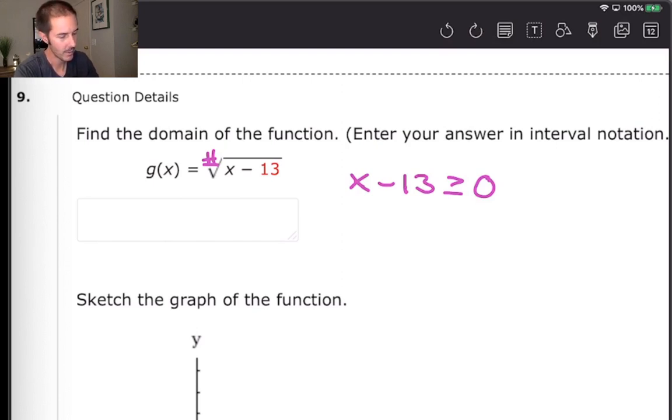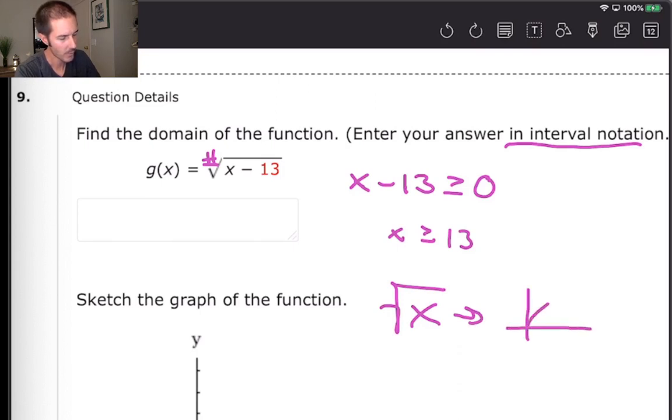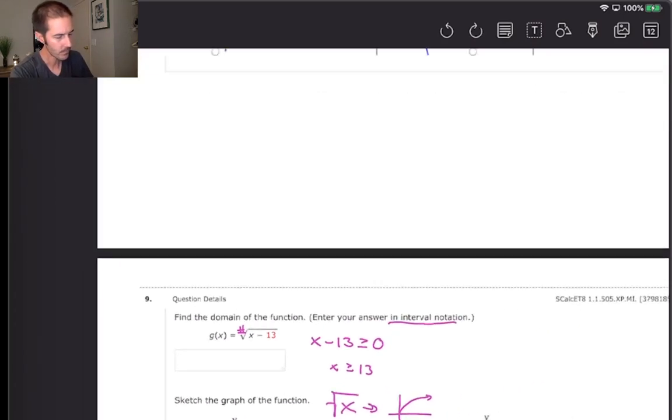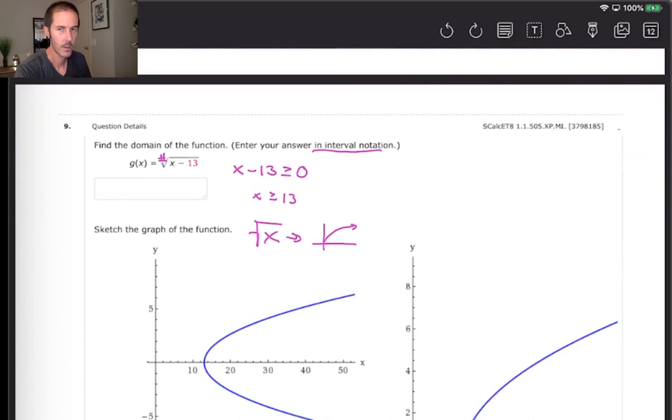We can solve this inequality by adding 13 to both sides, and we find that x needs to be greater than or equal to 13. You're supposed to be answering in interval notation, so I'll leave you to make that conversion. And also, do you remember what the basic square root function looks like? The square root of x? I'll remind you, it's in the first quadrant, and it's this kind of arc that goes out to one side. This is a function, the square root function.